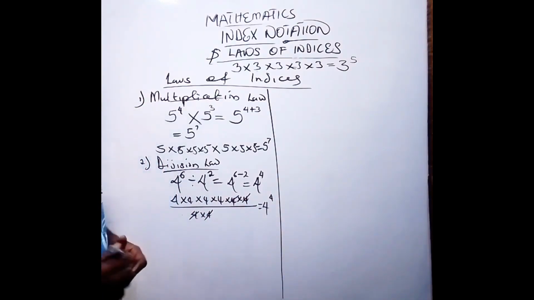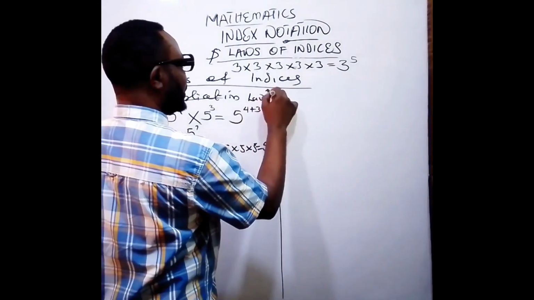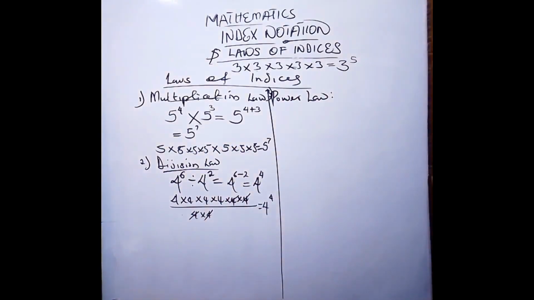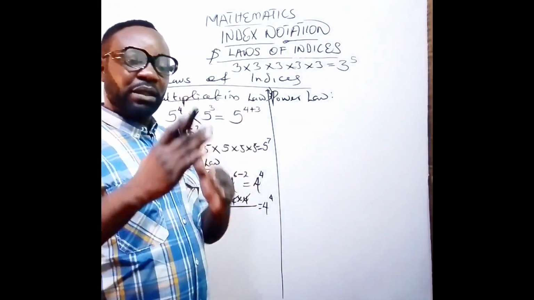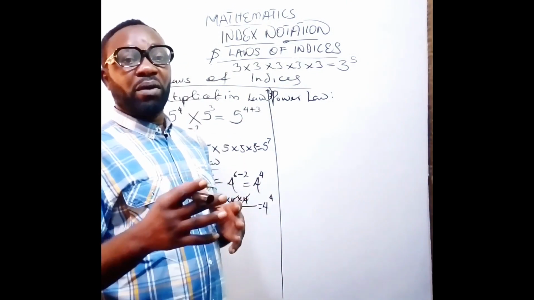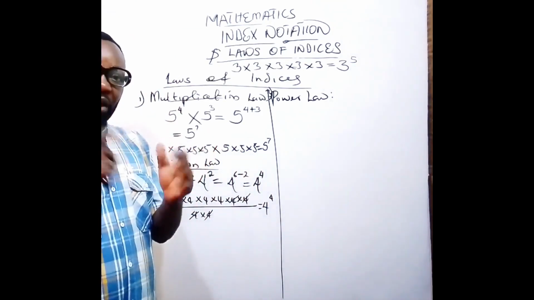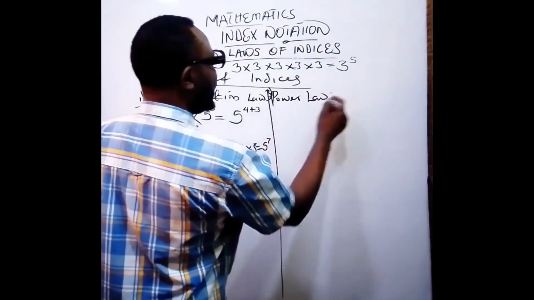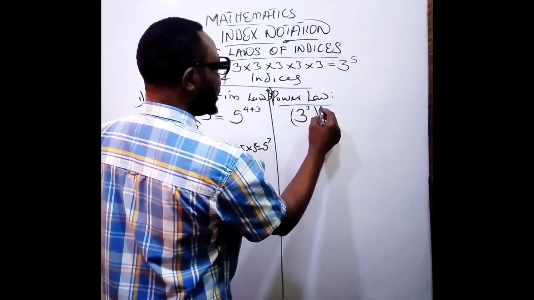Now, the next particular information we're going to deal with is called the power law. That's number 3. Power law. In power law, we are talking about when you have a set of values inside a bracket, and that value inside the bracket has a power on it, and there is also another power outside the bracket, then that's what we call the power law. So we're having, when you have 3 raised to the power of 2 in bracket, 4.